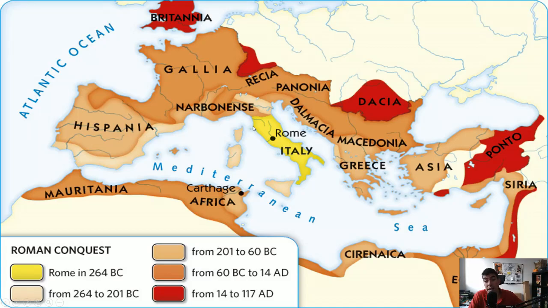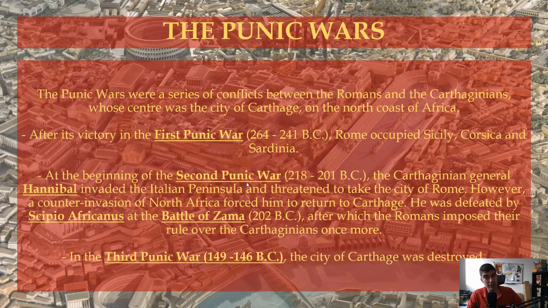The most important wars that the Romans faced were the Punic Wars, las guerras púnicas, conflict between the Romans and the Carthaginians. The Romans called the Carthaginians Phoenici, Phoenicians, and from that word, Punic, Punicos. They were located in the north of Africa, mainly in the city of Carthage, Cartago. And there were three Punic Wars. The first Punic War from 264 to 241 BC.